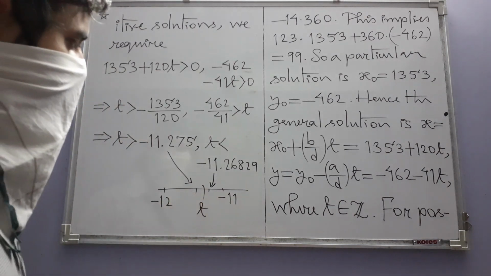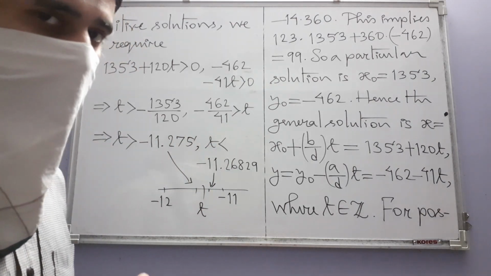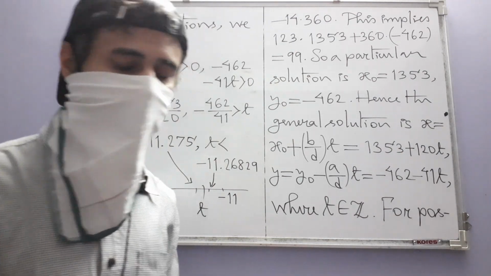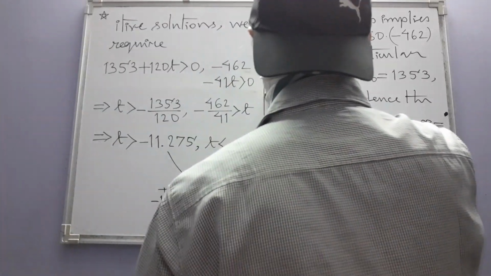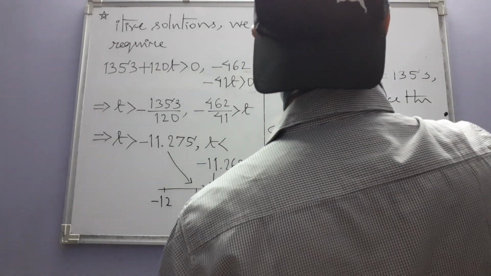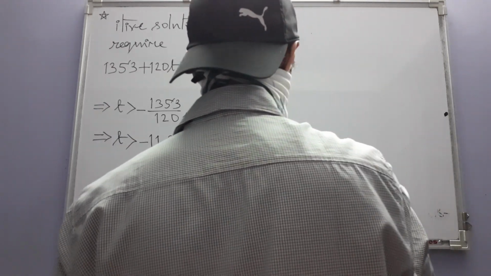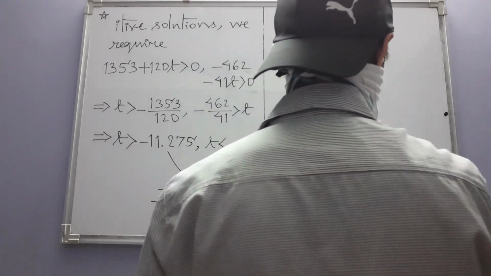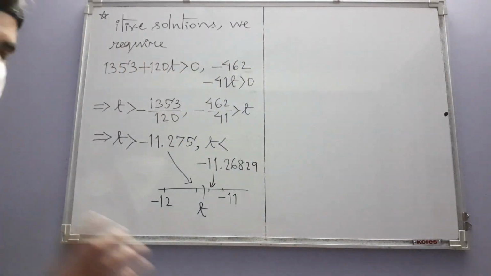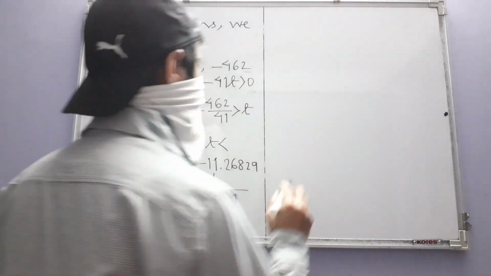So can t be an integer if it has to satisfy these inequalities? No, there is no such integer t. So that means there is no positive solution. How we started this calculation, we wrote that for positive solutions we require these things, but it's not possible.